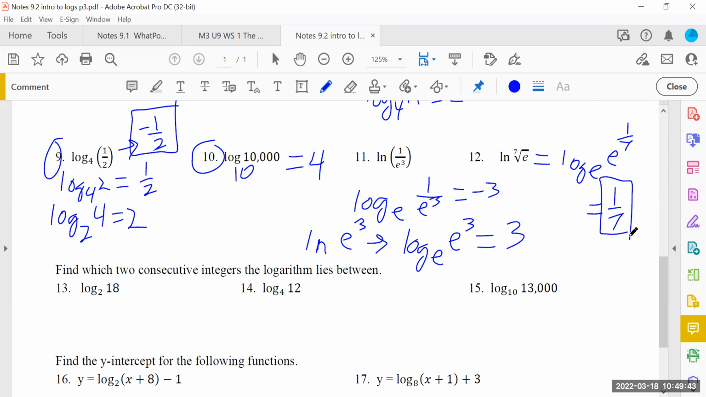And class, real quick, there is a shortcut for some of these. Anytime these two numbers match, your answer is the power. Does that make sense? Log base 7 of 7 to the 4th power. What power of 7 gives me 7 to the 4th power? 4. That's going to be very important in a few sections. We're going to use that a ton. Again, ask questions if you're stuck.